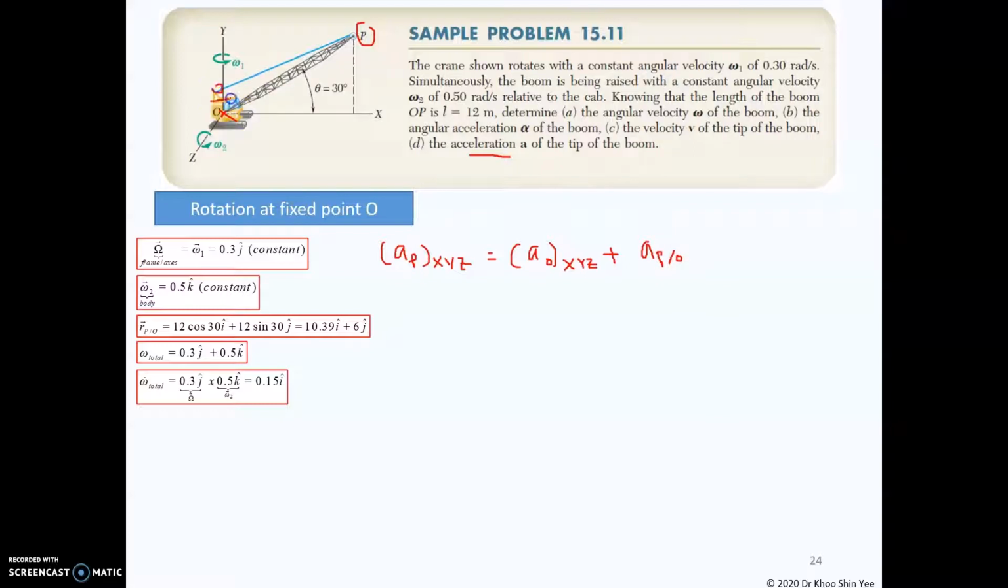So imagine you are here and you know that this is a non-inertial frame because the frame is rotating with O. Therefore, you use small letter xyz and then you have the rotating effect.